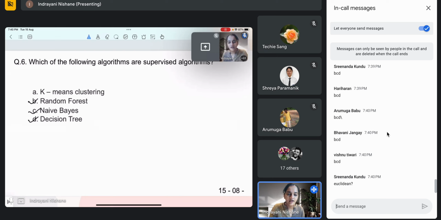It could be Euclidean distance, or the distance between the features, the difference between the values of the features. So we are talking about absolute mathematics here. So yes, it is Euclidean distance.